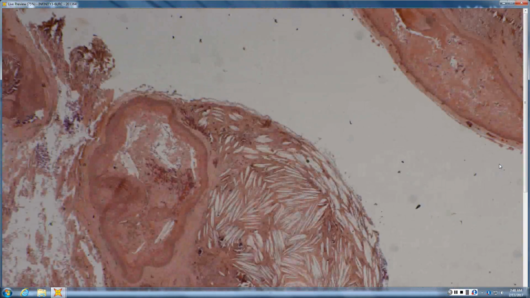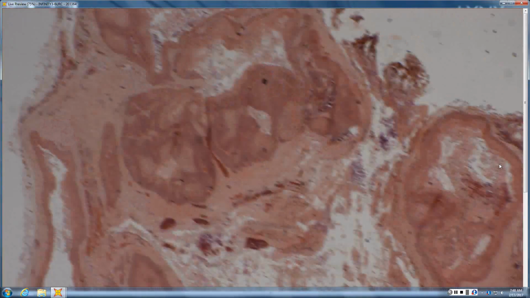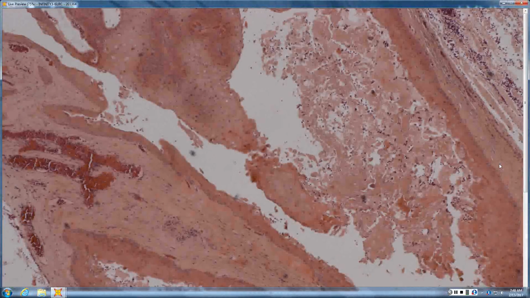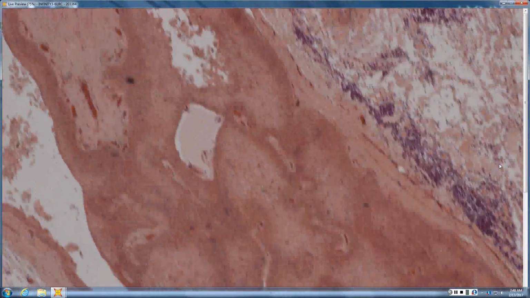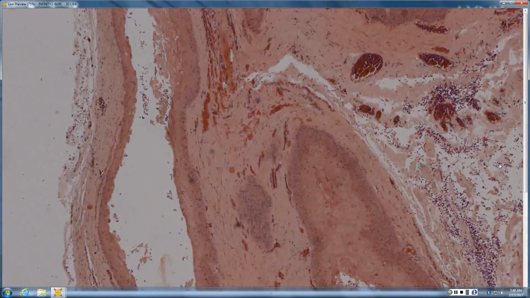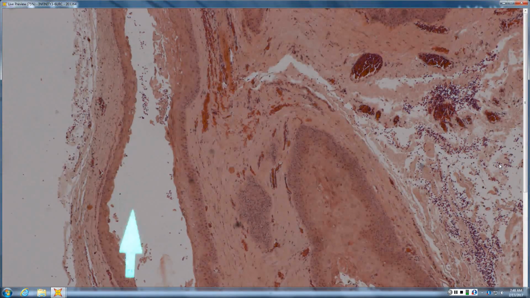There's a lot of crystals. I think these are cholesterol. So cholesterol clefts, and then what's the lesion? So there seems to be like a cavity, like a cystic cavity. Yeah.